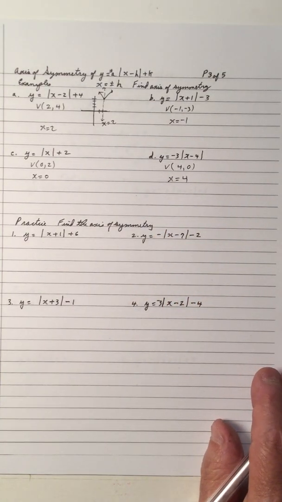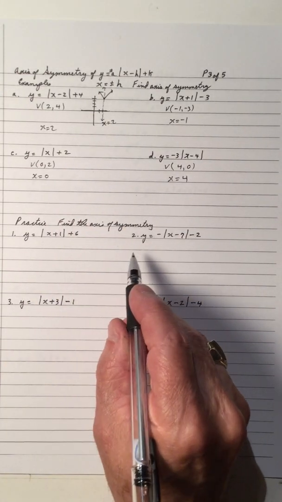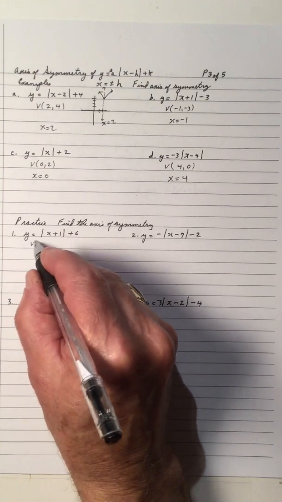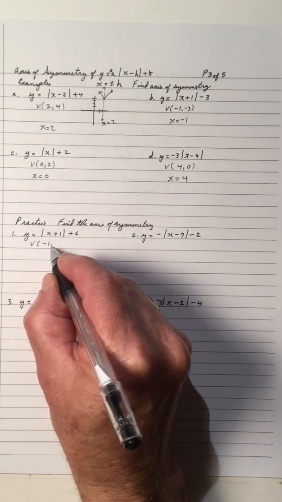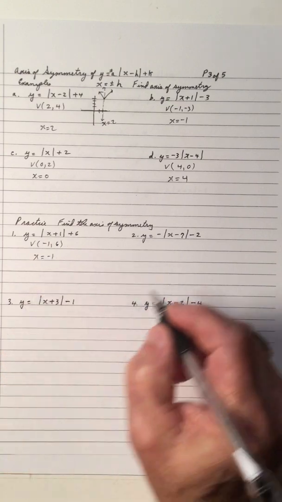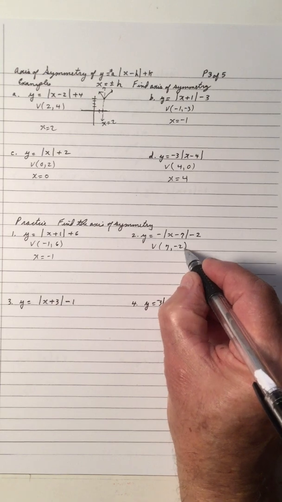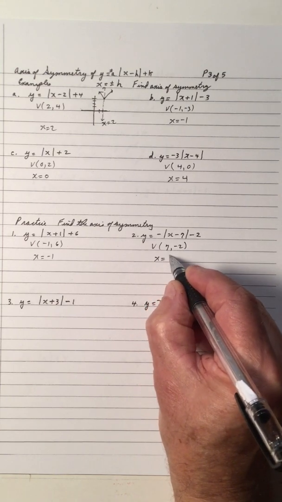Practice means, the way I teach, I do some, and now you see if you can get the axis of symmetry for these 4. The vertex of this one is (-1, 6). So the axis of symmetry is x equals -1. The vertex is (7, -2). So the axis of symmetry is x equals 7.